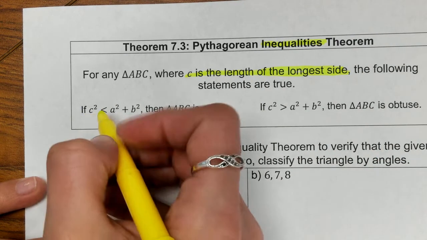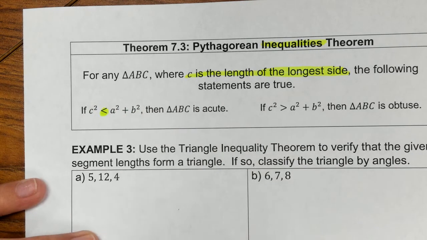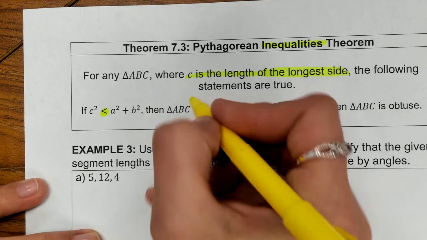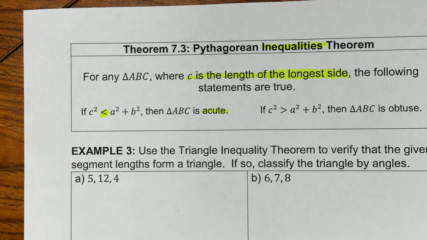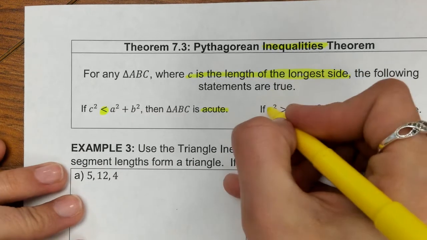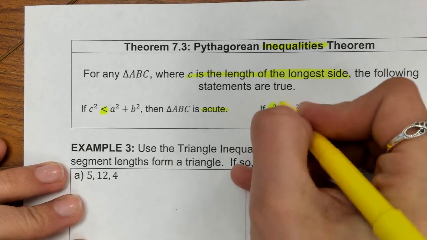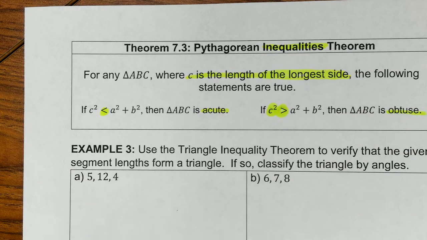If you plug in c squared just like we did earlier and you find out c squared is less than a squared plus b squared, then you have an acute triangle. Less than a squared plus b squared, less than 90-degree, acute. Okay, that's why we're setting our equations up like this now. But if c squared ends up greater than a squared plus b squared, then you have an obtuse triangle.